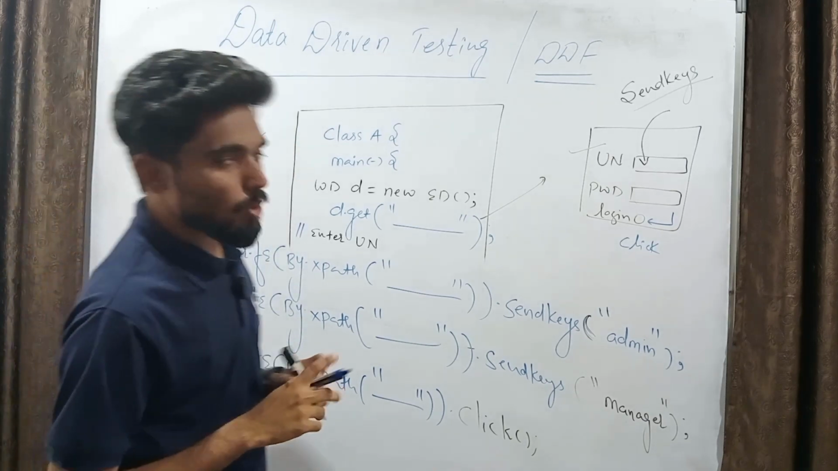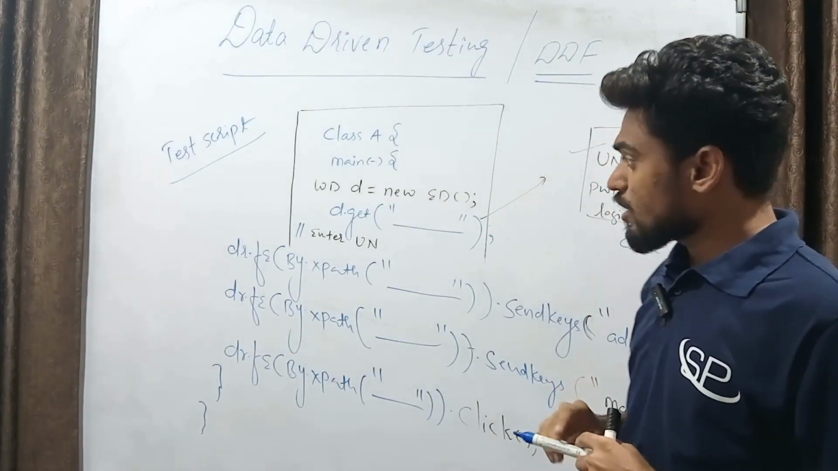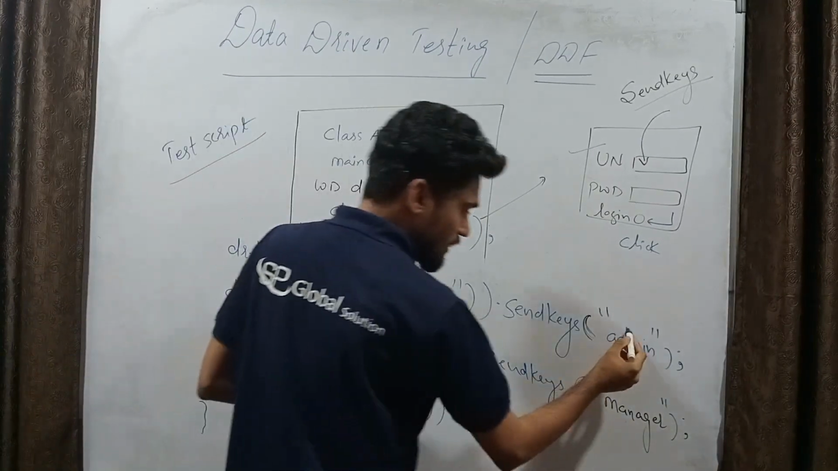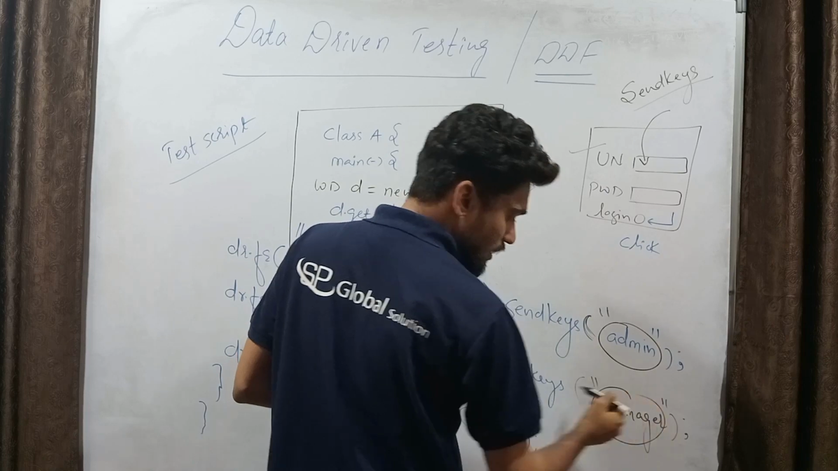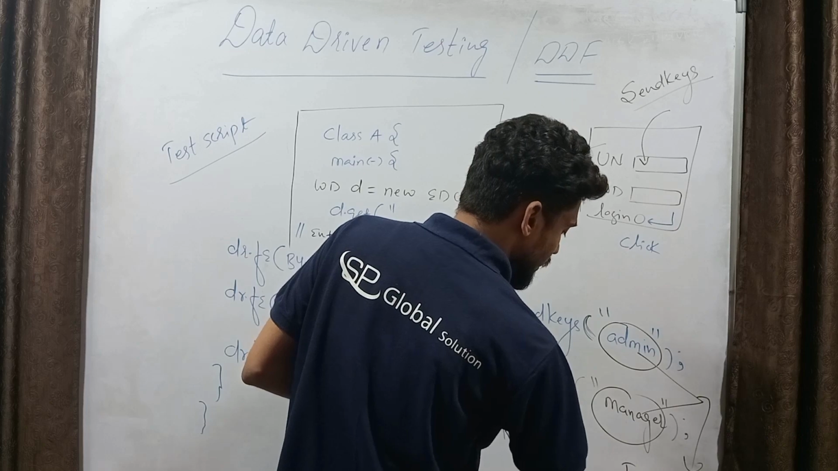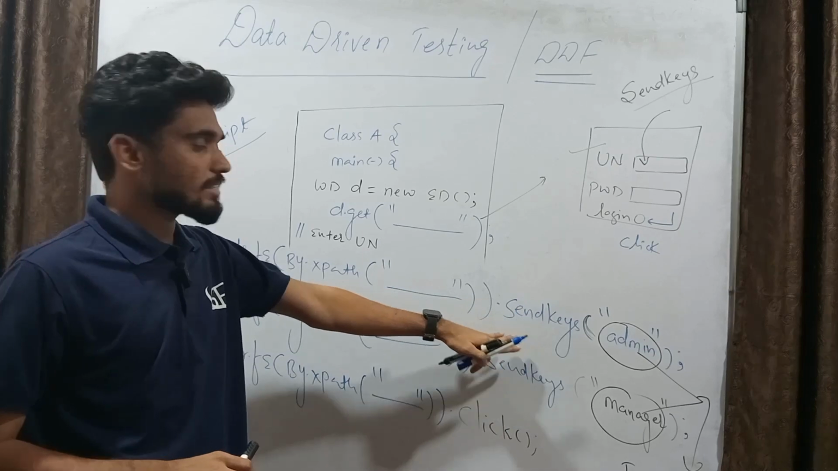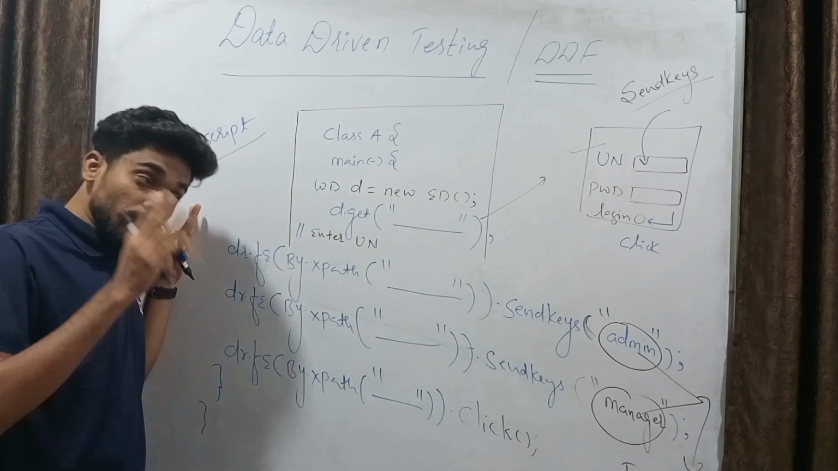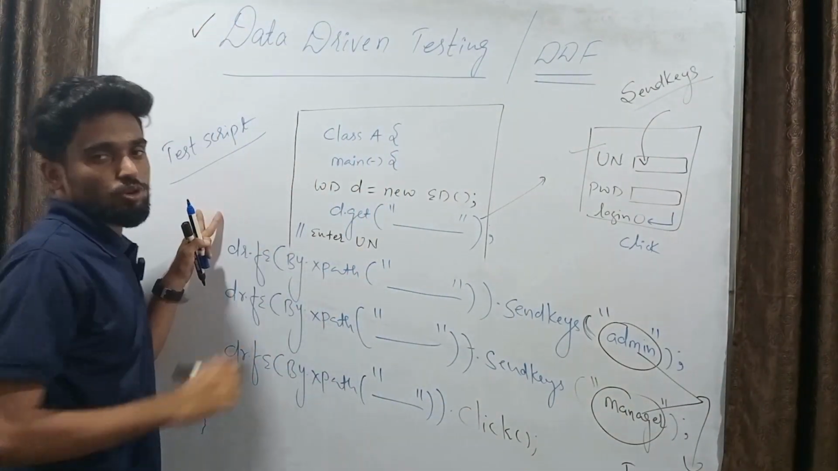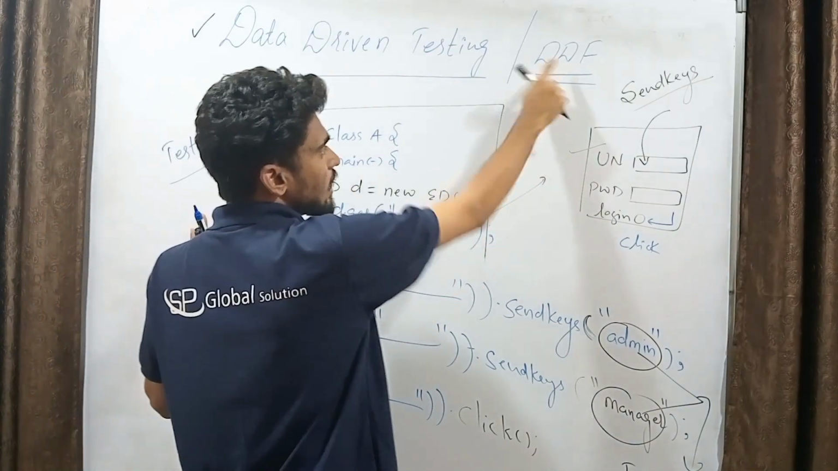But there is one problem with respect to this test script. Sir, what is the problem? Observe carefully. I am hard coding everything here. This is the username, and this is the password. This is the test data, and I am hard coding it here. But practically we cannot hard code the test data inside the test script. So if you really want to avoid hard coding of data, then this concept comes into picture, what we call data driven testing or data driven framework.